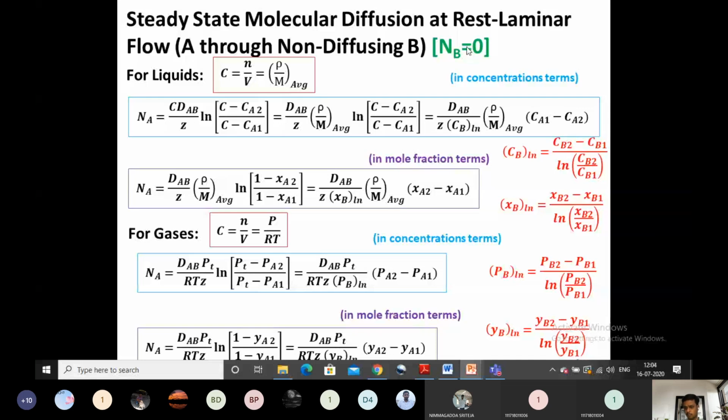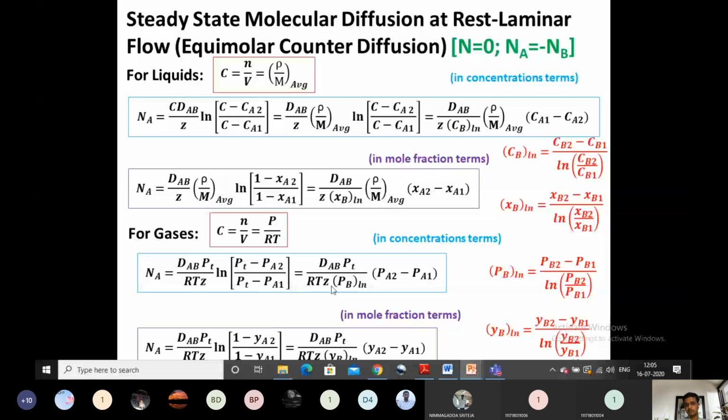the flux NA will have some value. For component A, the flux will have some value, whereas the flux of component B will be 0. These facts, NB is equal to 0 in this case, and N is equal to 0 and NA is equal to minus NB, we need to remember. Then only can we obtain all these equations in a simple way.